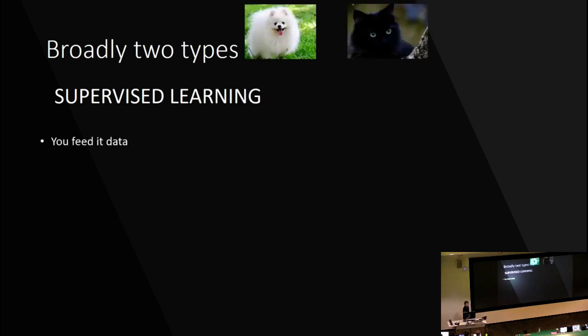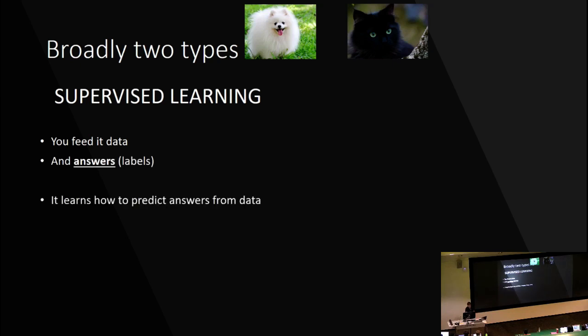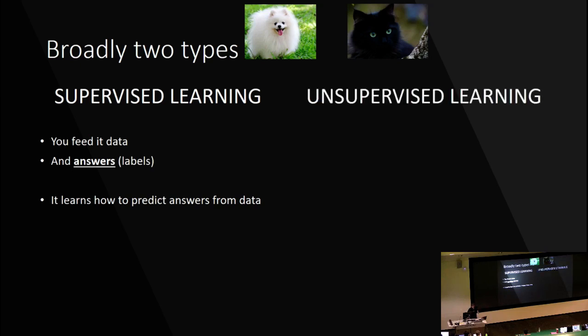What you do with supervised learning is you feed it data, but you feed it data where you know what it is, okay? So you feed it a load of dog pictures, and you say, these are dogs. And you feed it a load of cat pictures, and you say, these are cats. So you feed it the labels as well as the data, and it learns how to rate them. So it learns what's a dog-like thing and what's a cat-like thing.